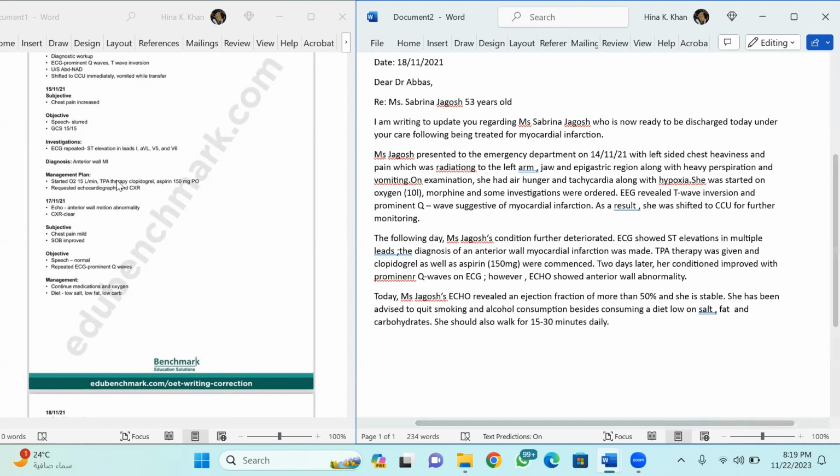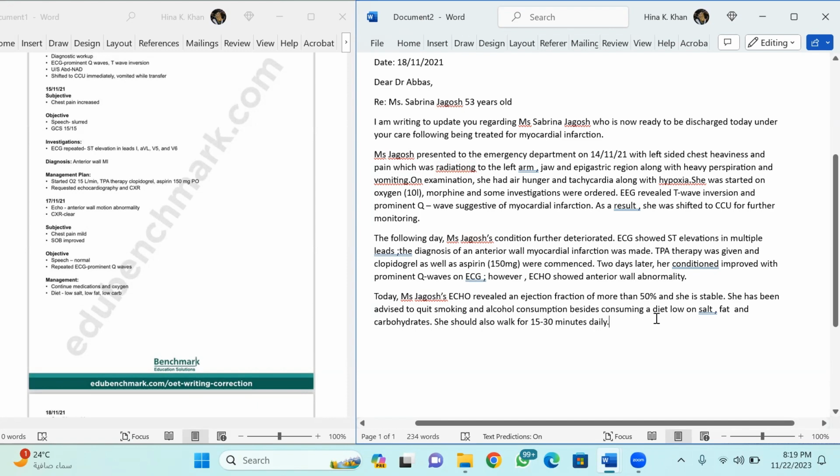So what I have written over here is: 2 days later, that is the 17th, her condition improved. Her chest pain is mild and shortness of breath has improved, with prominent Q waves on the ECG. However, the echo showed an anterior wall abnormality. I will discuss the rest later.